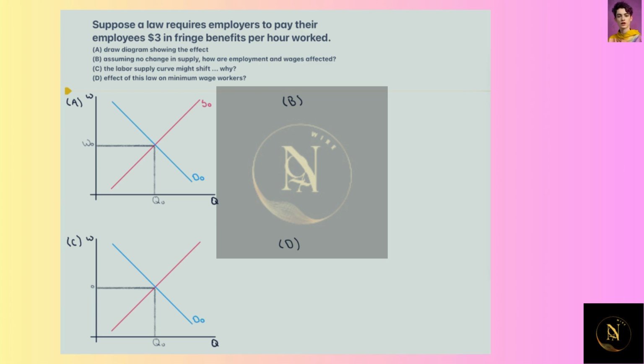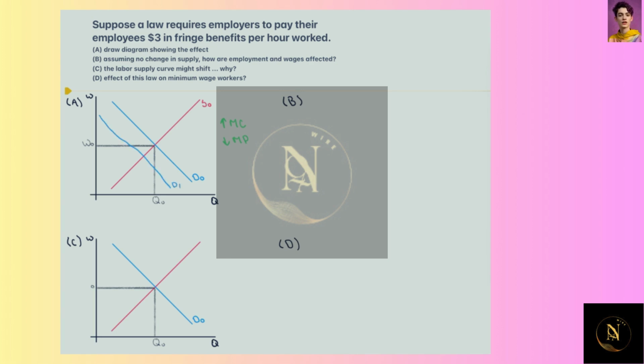Because employers are going to have to pay this additional $3 per hour, it's going to end up raising their marginal cost. So we see this increase in the marginal cost to employers. And as a result, we're going to see a reduction in their marginal profits. Because employers are going to see lower profits, they're going to end up demanding fewer workers. So we're going to see this demand curve shift leftward from D0 to D1.